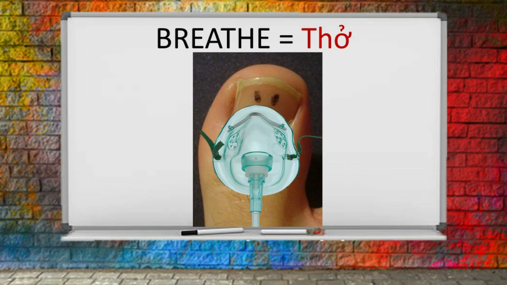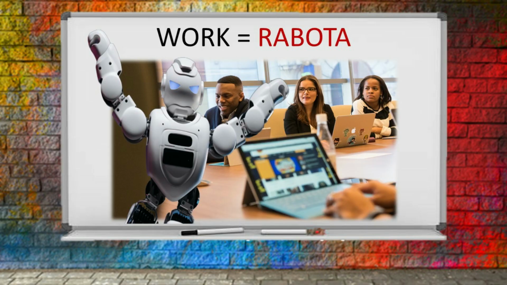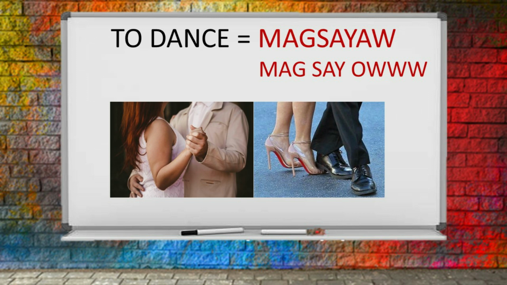In Vietnamese, what's the word for breathe? Yep, toe. You're going to breathe through your toe. In Russian, what's the word for work? You got it. Rabota. You're a robot. In Tagalog, this is the last one. What's the word for dance? Yes, magsayaw. Maggie says ow when you step on her feet while dancing. Maybe you got them all.